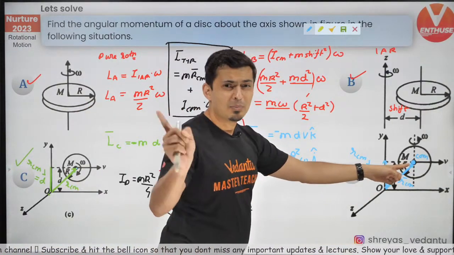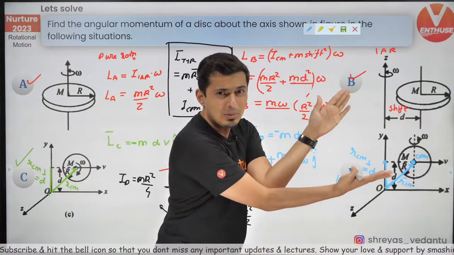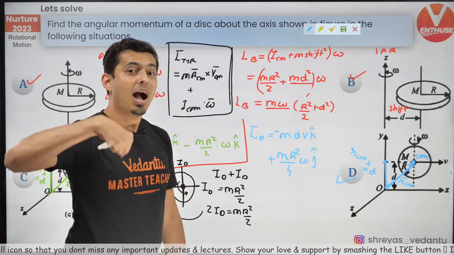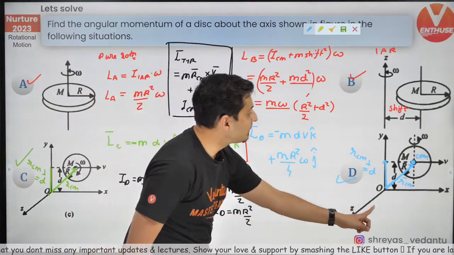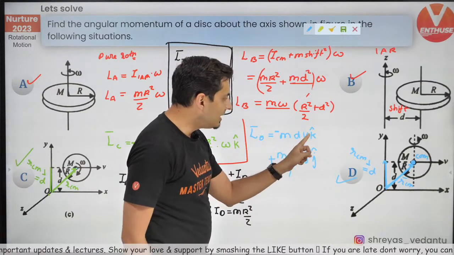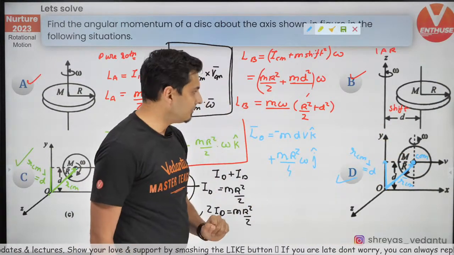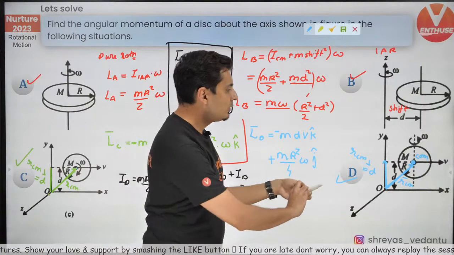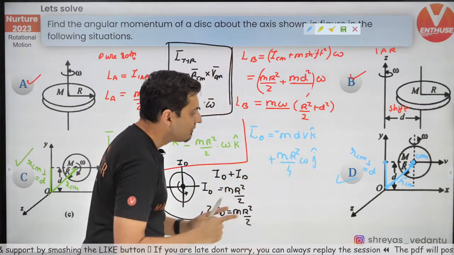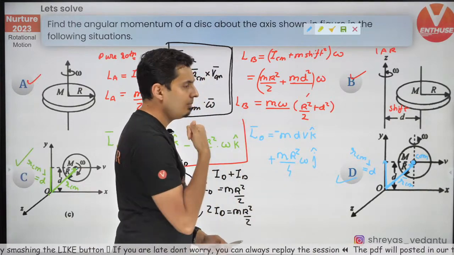R is this, but I don't want to find the angle between them, so I drop the perpendicular. Remember the definition, MR perpendicular into V. So the perpendicular drawn will be this distance d. That's why M d into V. That's the first term. And why is it negative? Because if you do R cross V, it goes inside, which is negative z. So that's why the minus sign.